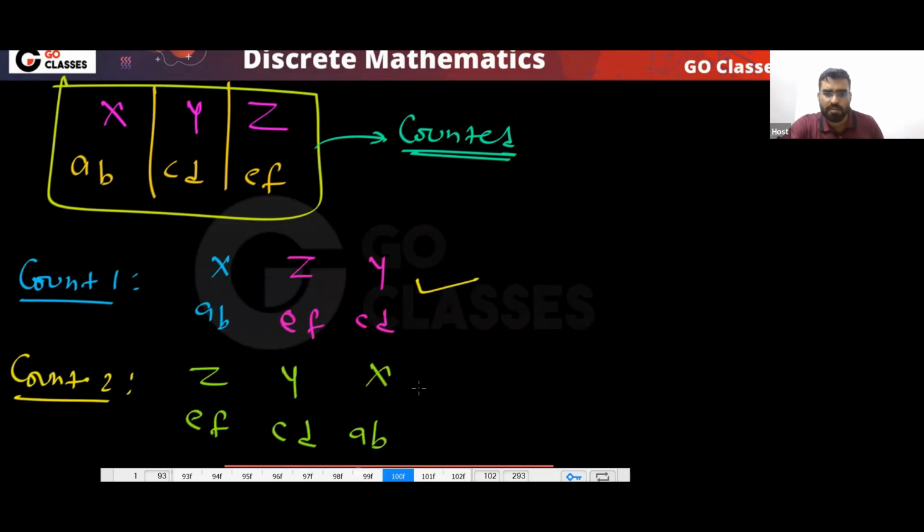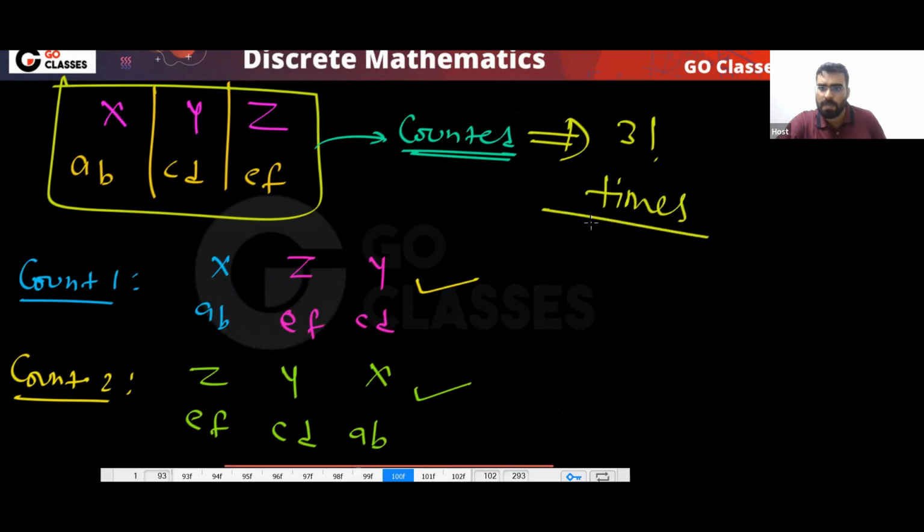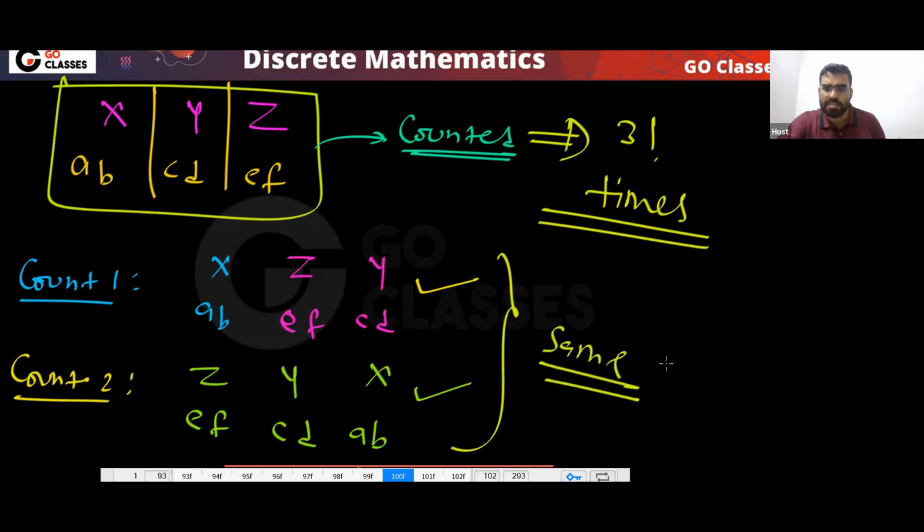Then automatically the rest follows. So how many times has this been counted? Now tell me, this case you have counted 3 factorial times. 6 times you have counted this case. These are the same distributions, right? These must be the same, yes or no? So you can notice that this case you have counted 3 factorial times. So this is the mistake.